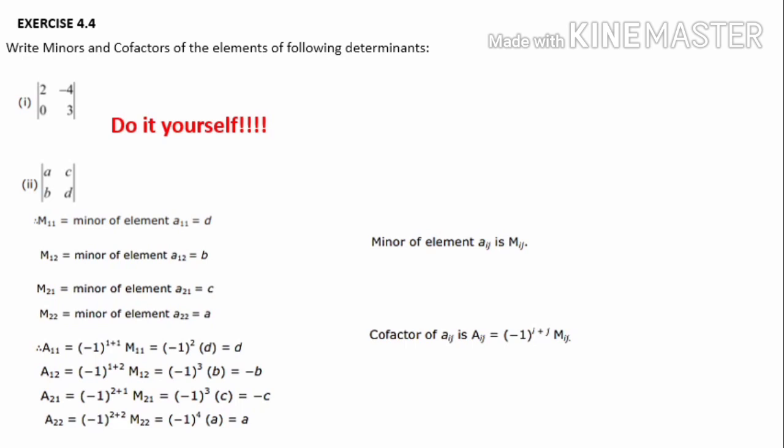And the last term, that is the cofactor of A22, is equal to minus 1 the whole power 2 plus 2 into M22, minor of 22. So minor of 22 we have calculated, that is A. So minus 1 the whole power 4 into A. Since minus 1 the whole power 4 is plus 1, into A is A.